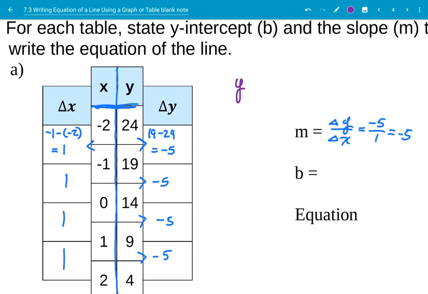So let me write that down. Y-intercepts, on a graph, of course, it's where it crosses the y-axis. Y-intercepts happen when x is equal to 0. And that's right here. So what's the y-intercept? 14.